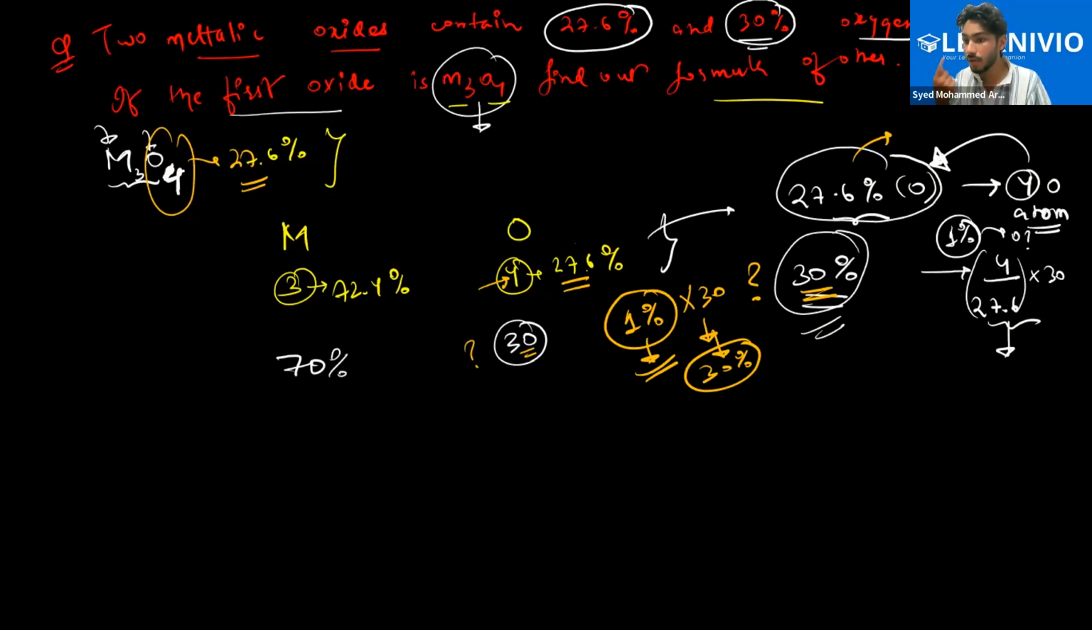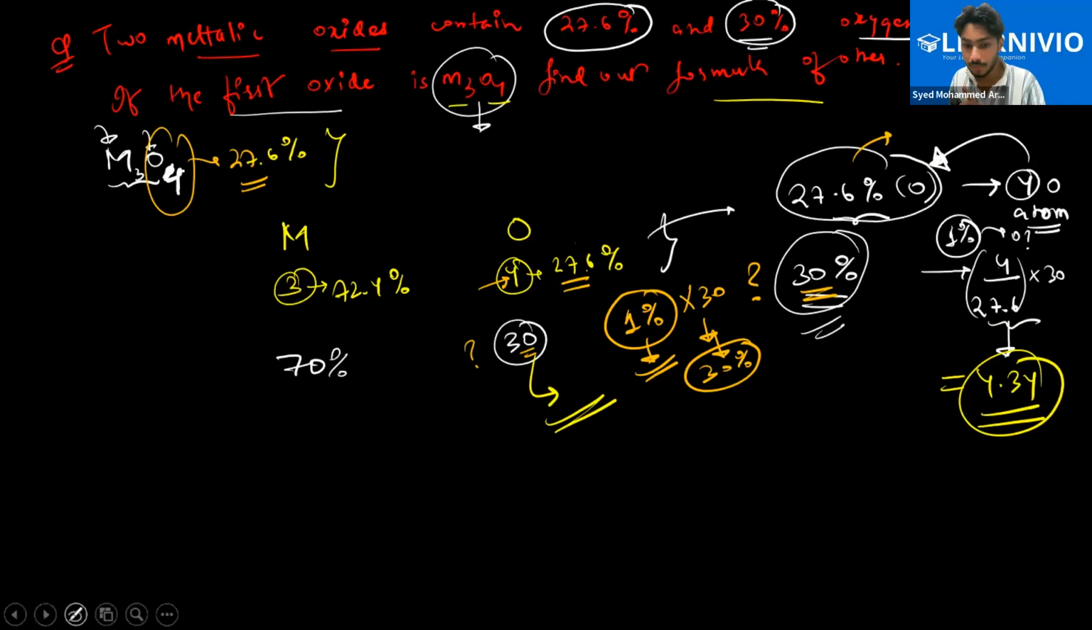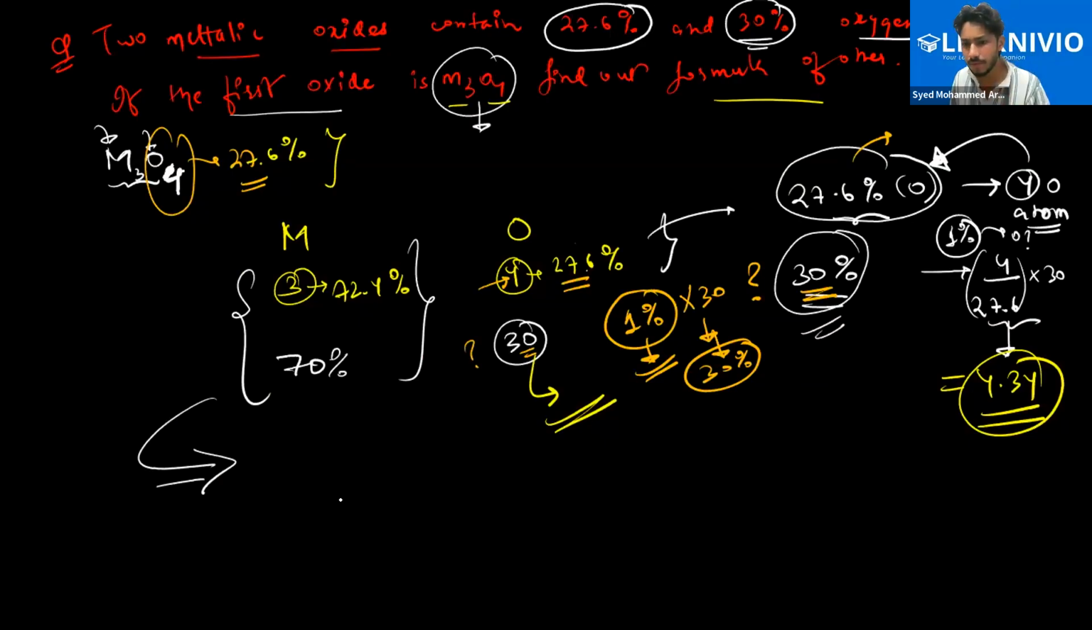But I'm asking you about 30%. So you'll just multiply this by 30. You'll get 4.34. So 4.34 is my number of oxygen atoms in 30%. Fine. But the question does not end here. Now I need to find the number of atoms for the metal as well. So how am I going to solve this? Again, the very simple, same way.